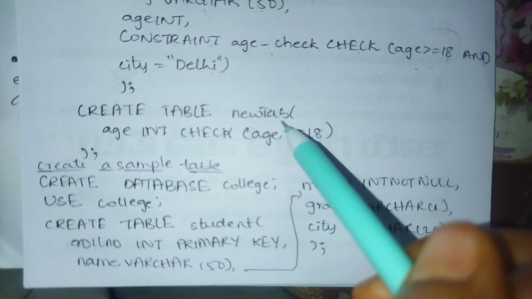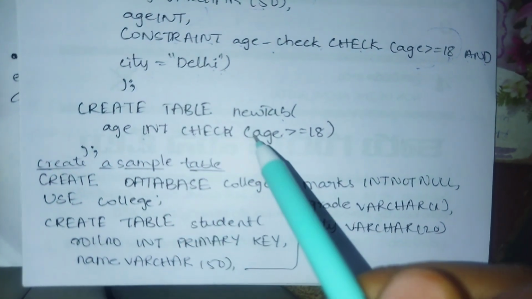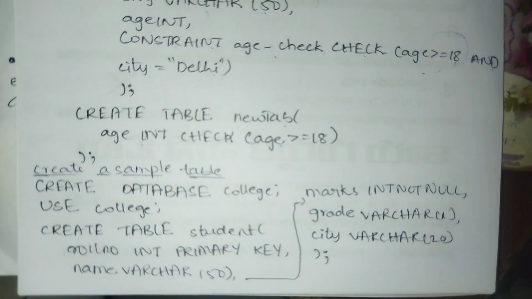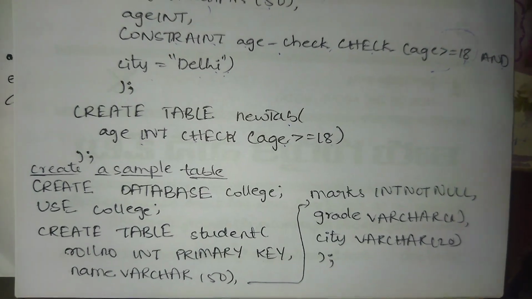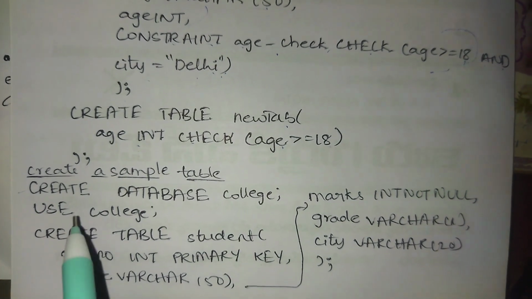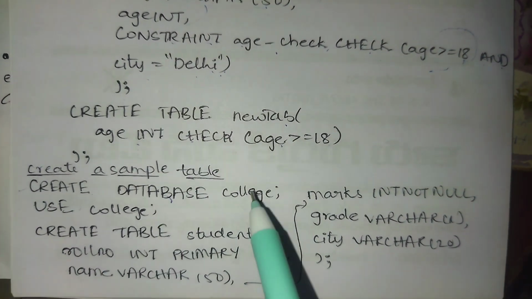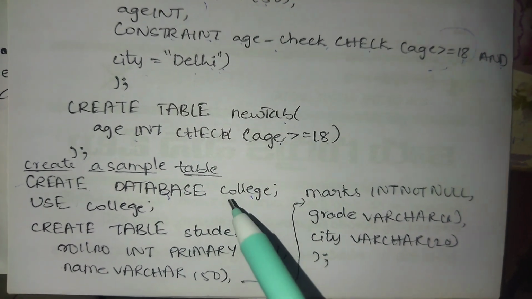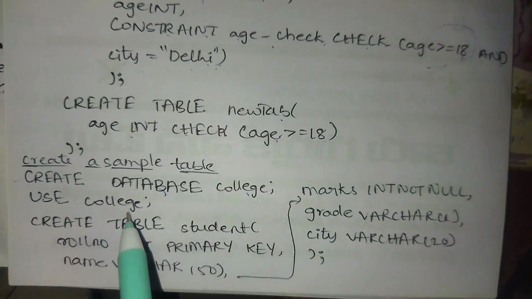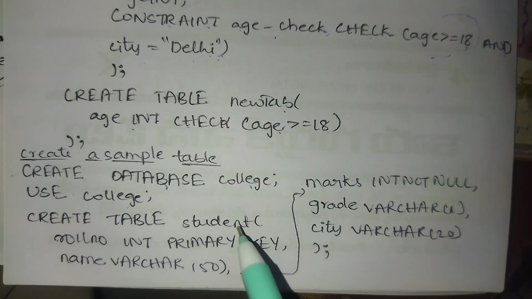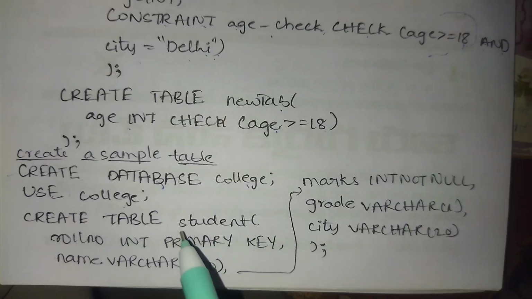Create a table new tab, age integer, check age greater than or equal to 18. Create a sample table, create a database college. Creating the table for college database, use college, create a table student. In that college we are writing the code for student.